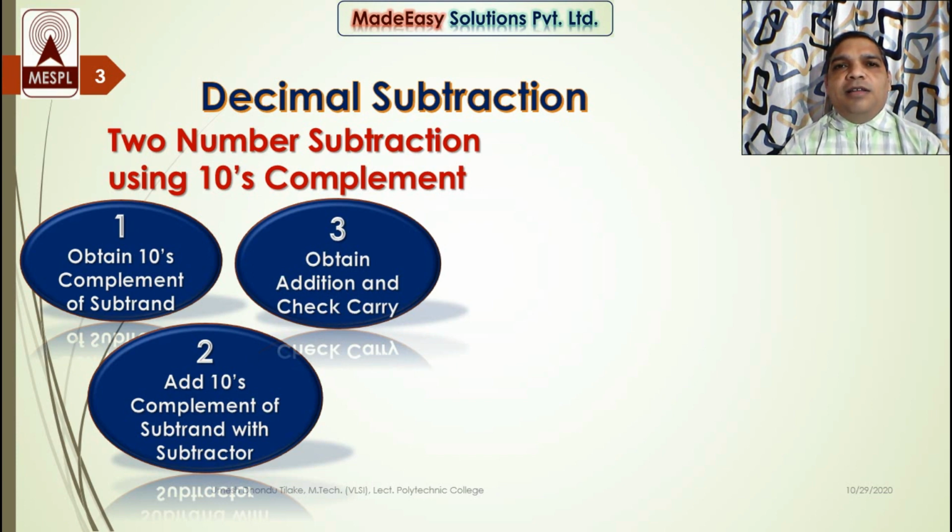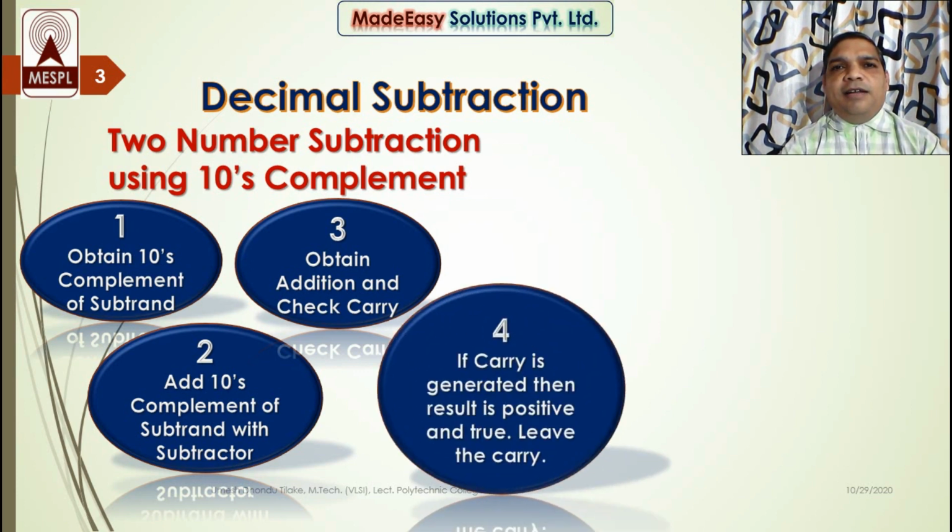Again here the carry has a very important role. That means the carry can be 0 or can be 1. So my step 4 is divided into two decisions. See, if carry is generated, then what we have to do, the generated carry indicates that the result is true and positive.